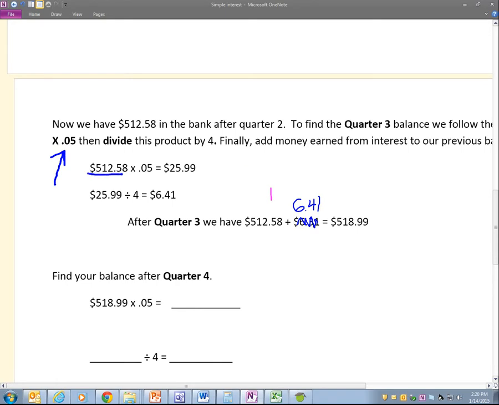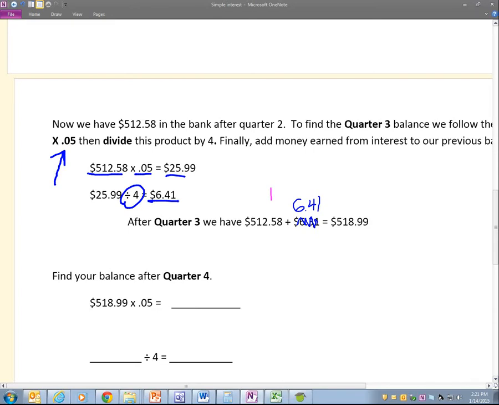$512.48 that we had at the end of quarter two. This quarter, we have a rate of 0.05. Okay? If it were a whole year, it's $25.99. But it's not a whole year. It's a fourth of a year, so we have to find a fourth of the interest. So we have $6.41 is the interest that we earned that quarter.